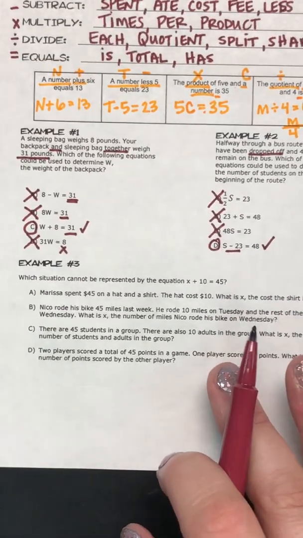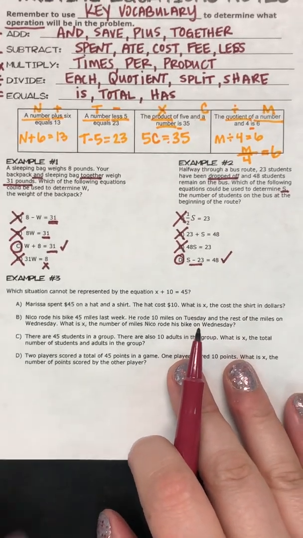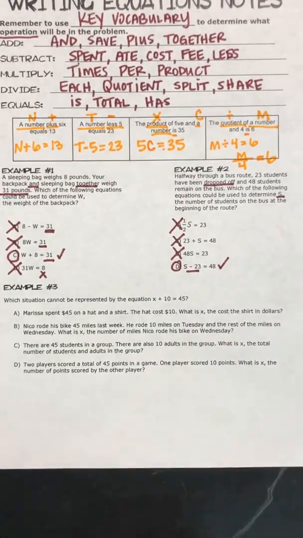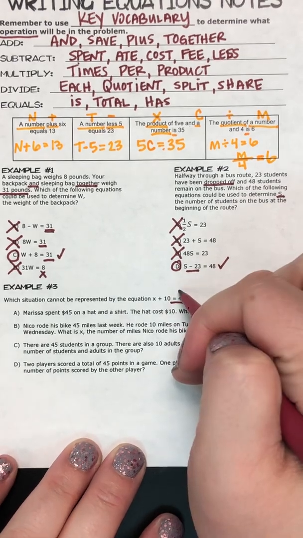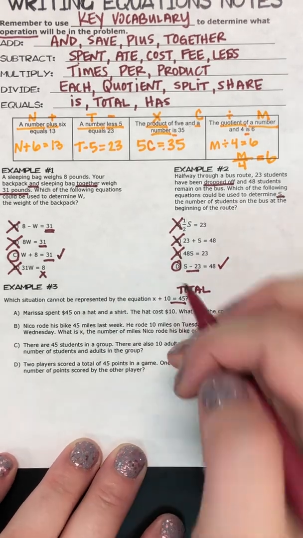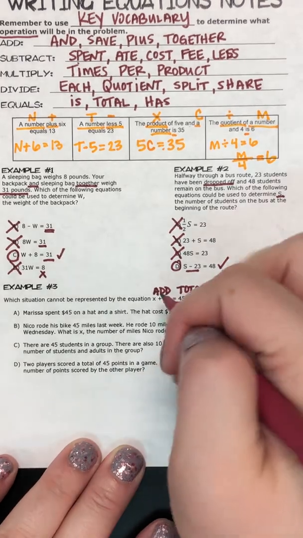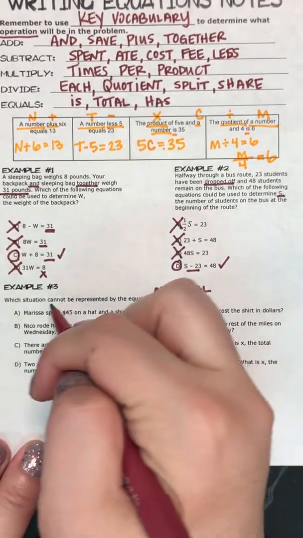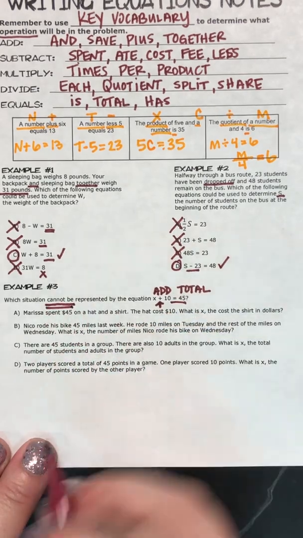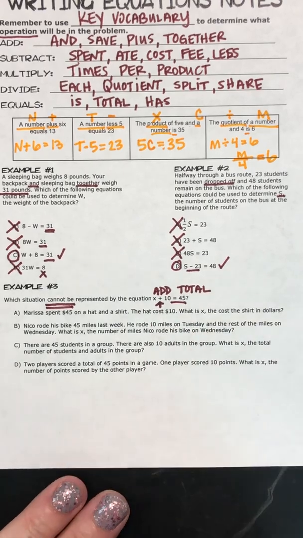All right, and then our last question, example number 3, says, which situation cannot be represented by the equation x plus 10 equals 45? So essentially, we're looking for a total of 45, and we're looking for problems that mean to add, right? We're looking for addition problems. Okay, and then in this case it says which one cannot be represented. So we're gonna have 3 good answers and 1 answer that does not have addition, okay?